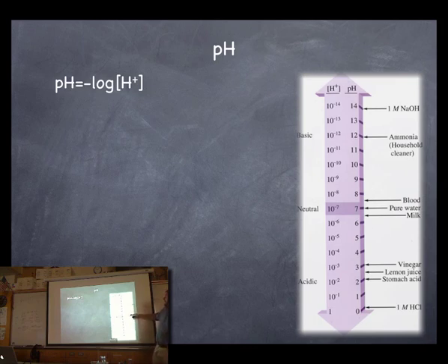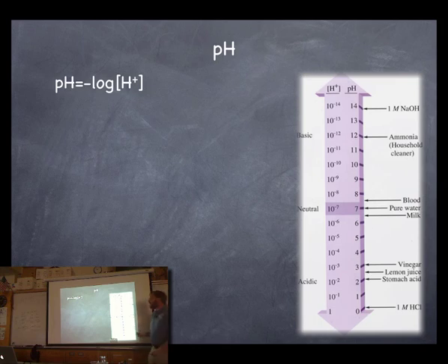So blood runs at about 7.5, slightly basic. A household ammonia cleaner is a pH of 12. Hydrogen ions of 10 to the negative 12.